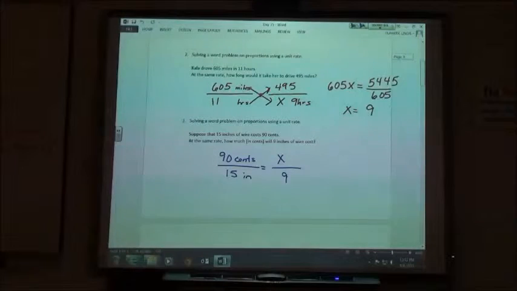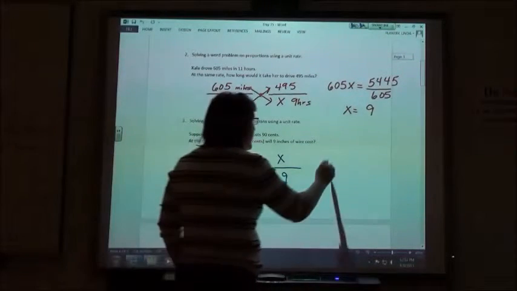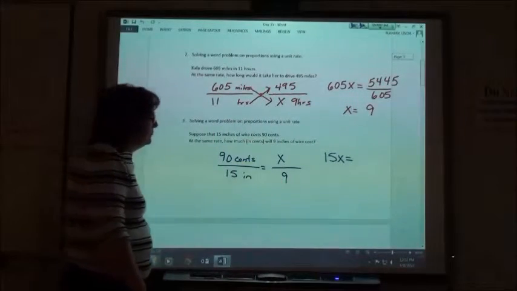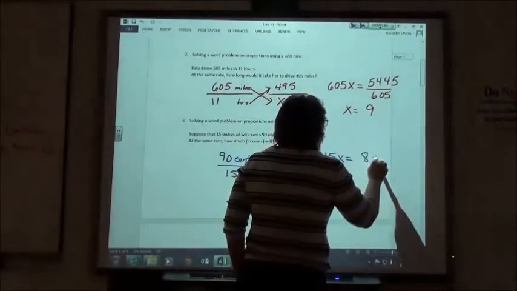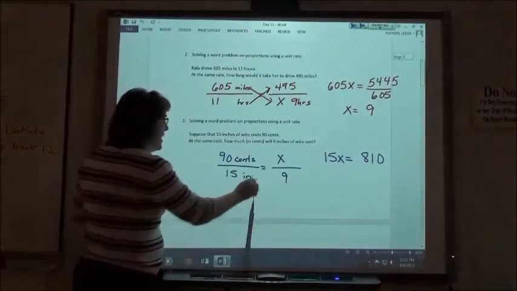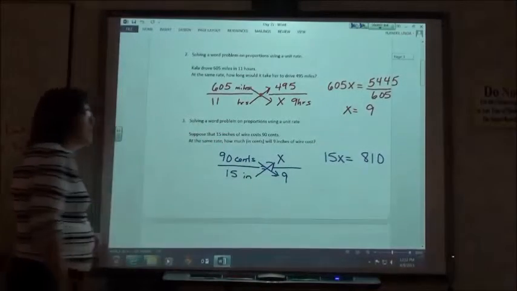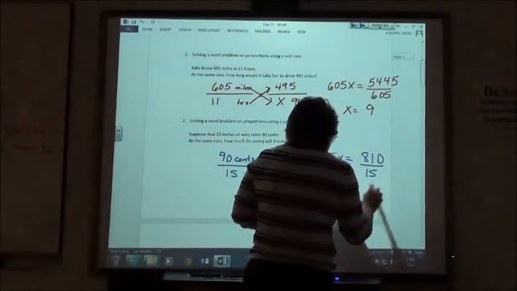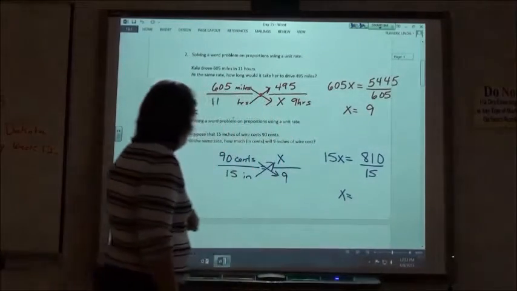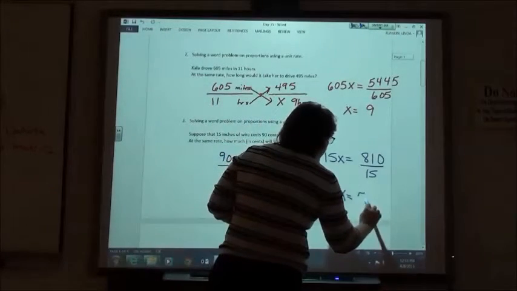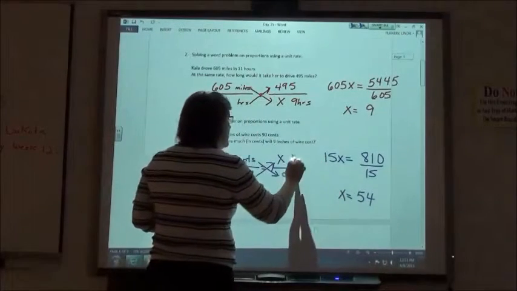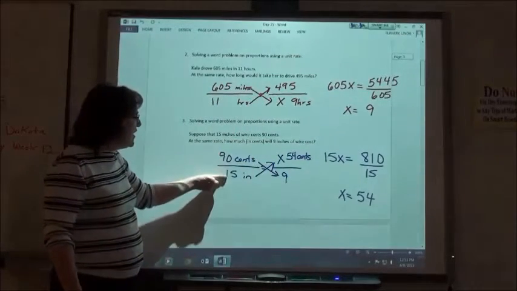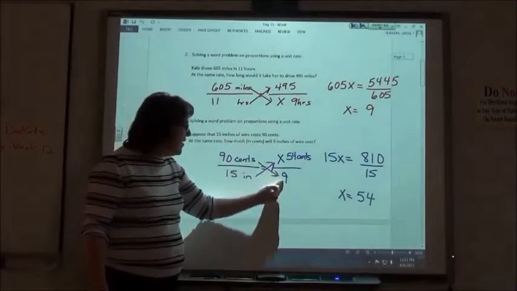So when we cross multiply, we would get 15x equals 90 times 9, which equals 810. And then we're going to divide that by 15, and we get 54. X equals 54. 54 cents. So if it costs me 90 cents for 15 inches, it's only going to cost me 54 cents if I buy 9 inches.